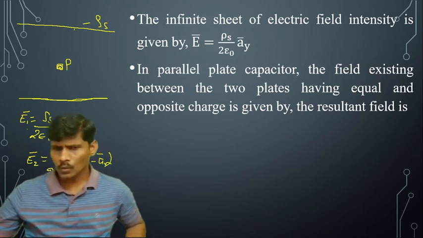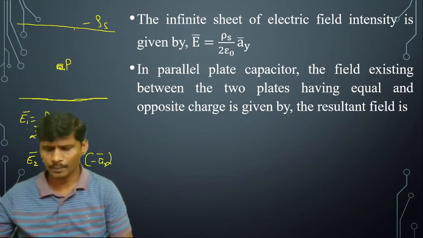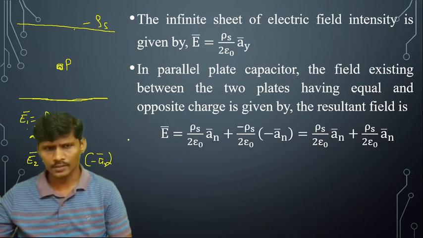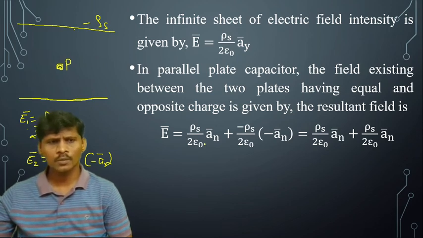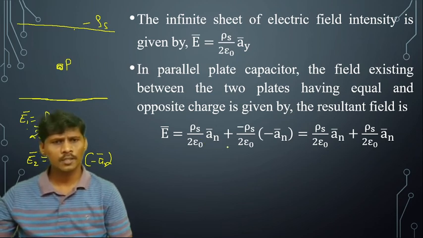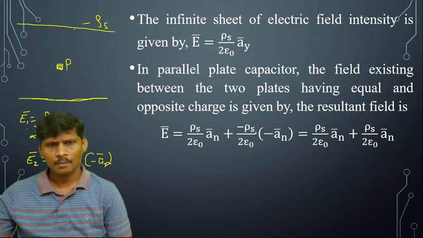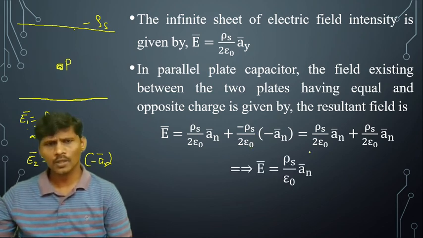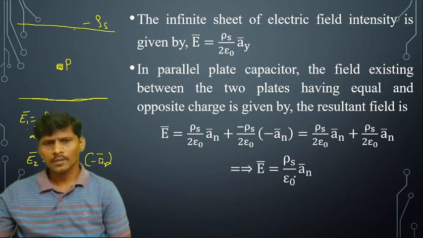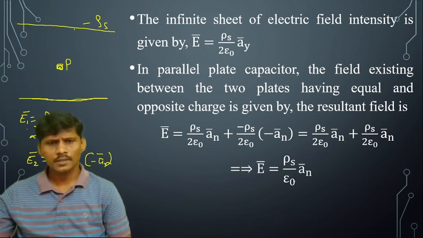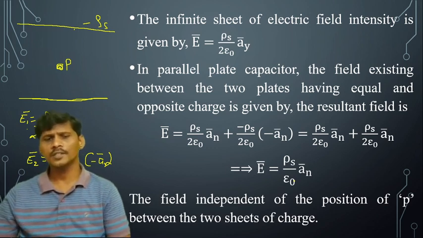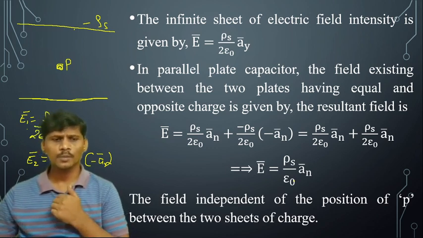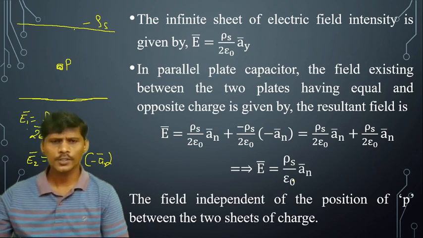Therefore, the total electric field intensity at point P is E1 bar plus E2 bar. What is E1 bar? Rho s by 2 epsilon naught a n bar. And what is E2 bar? Minus rho s by 2 epsilon naught into minus a n bar. So the total electric field intensity at point P is rho s by epsilon naught a n bar. So the electric field intensity is independent of the position of the point P between the two sheets of charge.